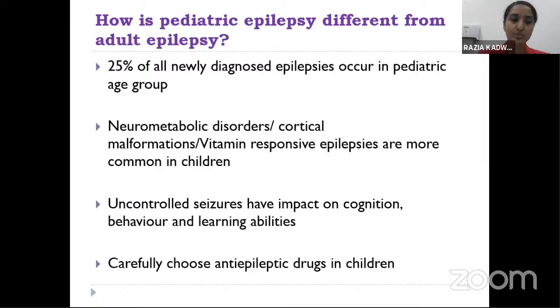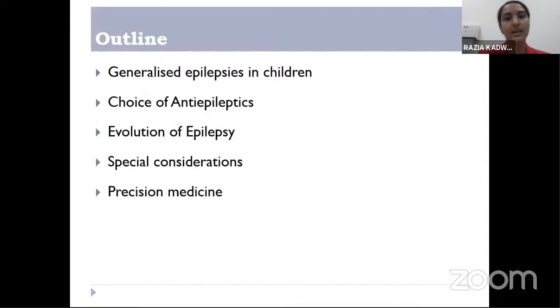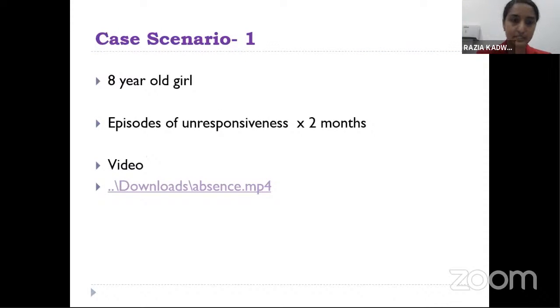And it's very important to choose the right drug for the right patient. We will see how to approach, analyze, and evaluate these patients. I will also touch briefly upon precision medicine.